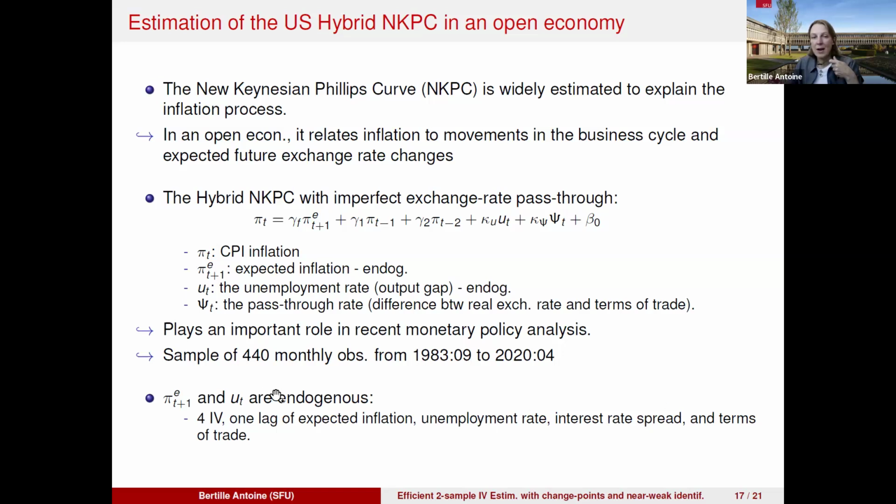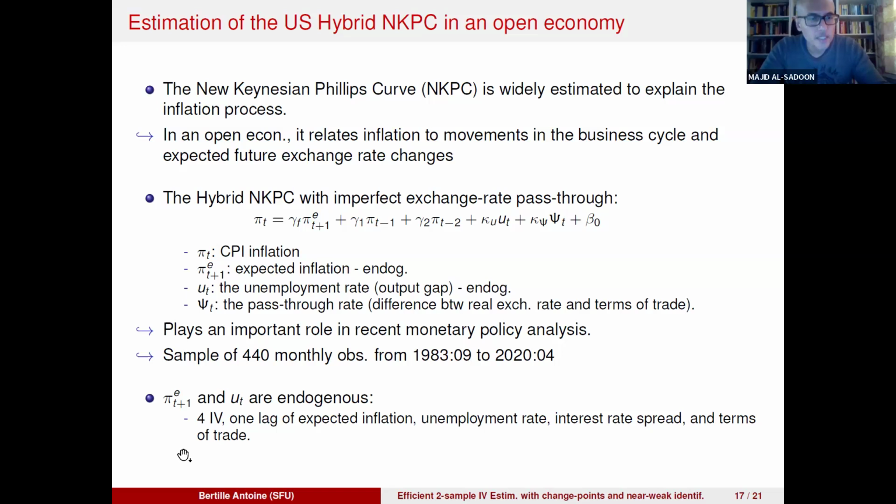So in our estimation exercise, we have collected a sample of 440 monthly observations from 83 until 2020. Two of our explanatory variables are endogenous, the expected inflation as well as the unemployment rate, and we are going to use lags of observed variables, first lag of observed variables, as instruments.